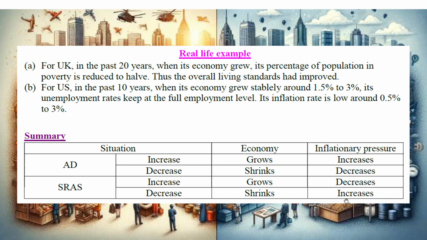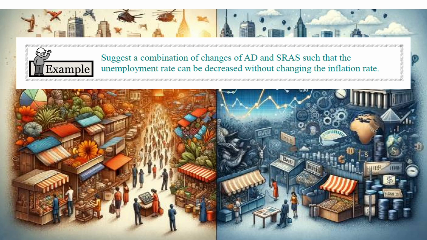So we have another diagram for the summary, okay, but now we talk about growth and strength, okay, positive and negative change, okay. It's the same as the previous one, the arrow one, okay. So look at this one. Last one, okay, think about it. Is there a combination of change of AD and SRAS such that the unemployment rate can be decreased without changing the inflation rate? Think about it.